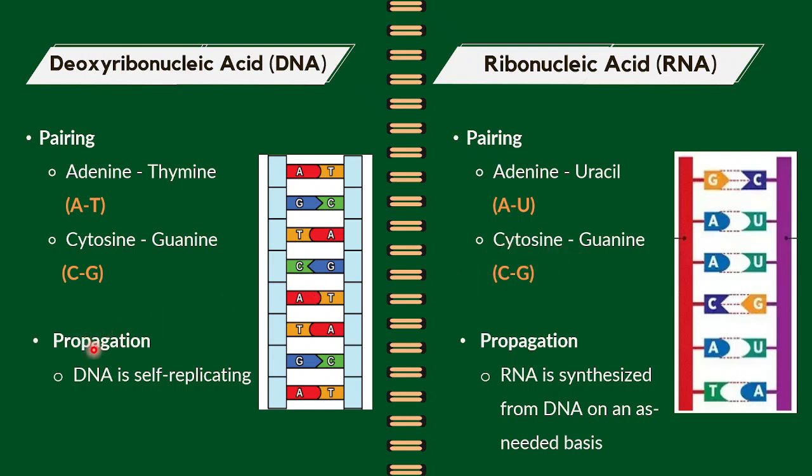And then for the replication, for the propagation, ang DNA class is self-replicating, which means they undergo the process of DNA replication to duplicate itself. Meanwhile, for RNA, they are synthesized from the DNA during protein synthesis, specifically the transcription process, on an as-needed basis. So, depende kung kailangan sa lawas og protein mo nang mag-synthesize ang atong DNA o mRNA. Okay?